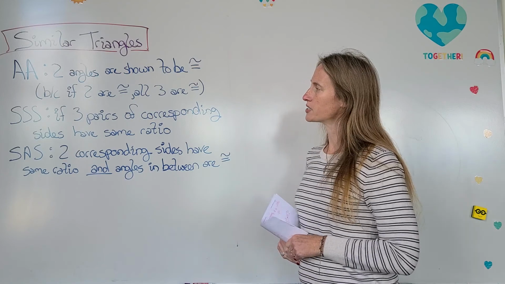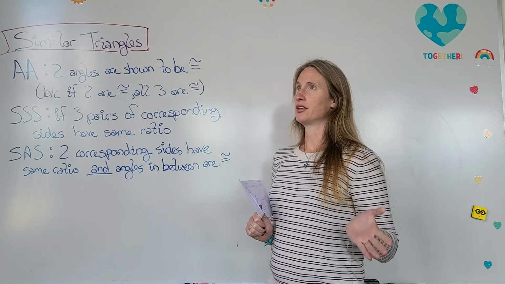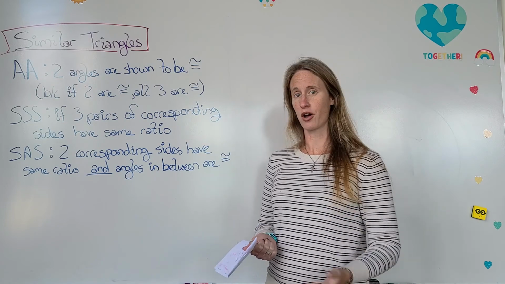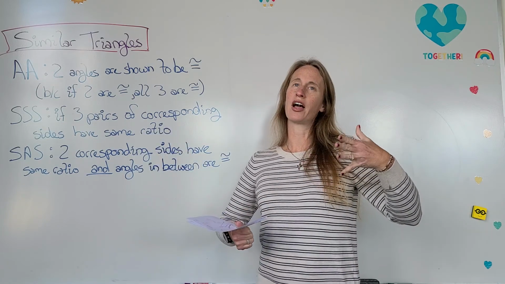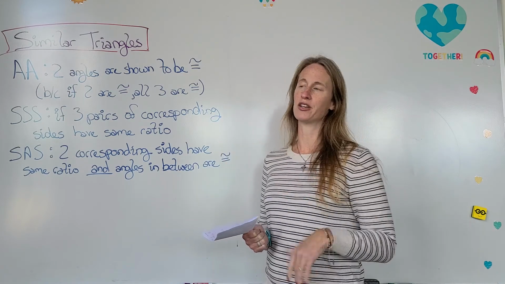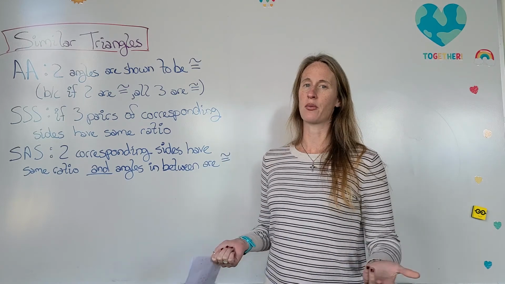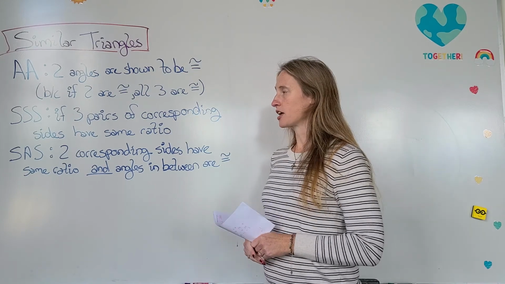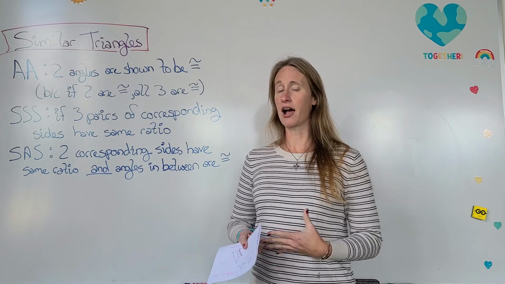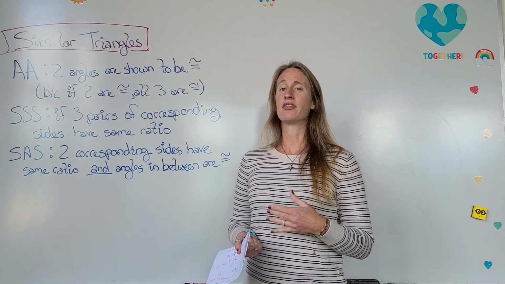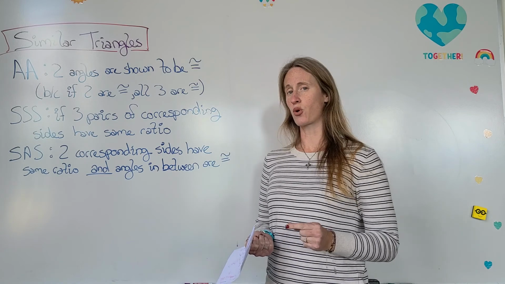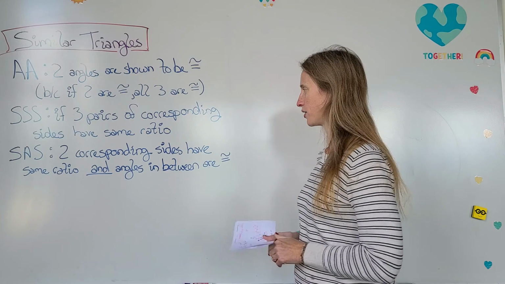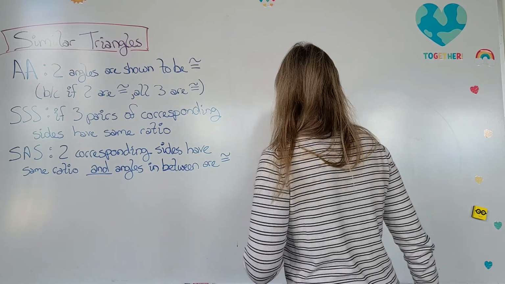The other one is side, side, side. Now, not congruent, but for them all to have the same ratio. So if you have one triangle and another triangle and the ratio is 2:1 on all those sides, then that would make it similar. And then the last one, SAS, means that you have two corresponding sides that have the same ratio and that the angle in between those corresponding sides is going to be congruent to the angle on the other triangle. So let's take a look at some examples real quick.